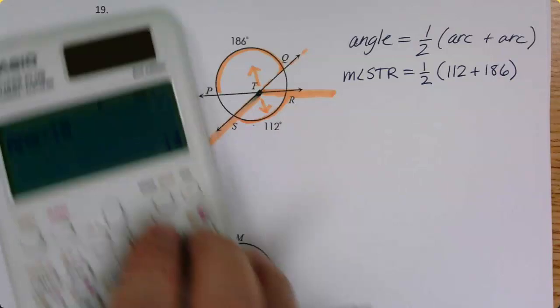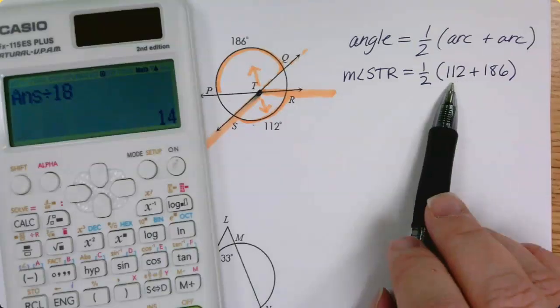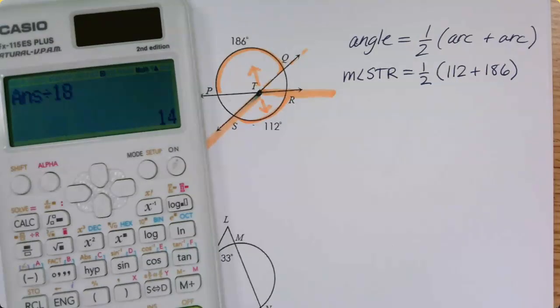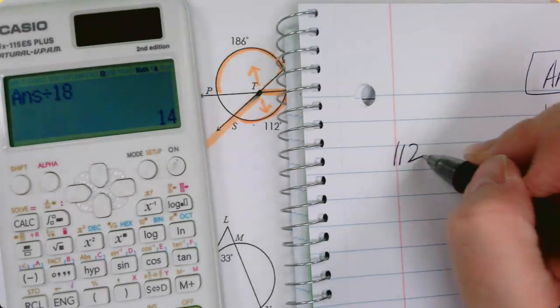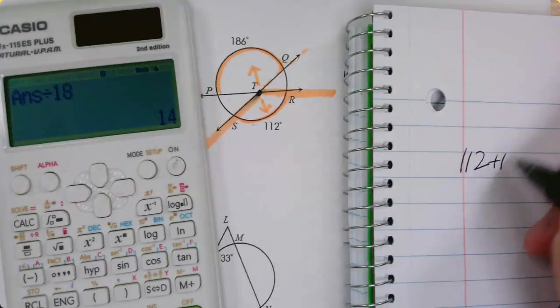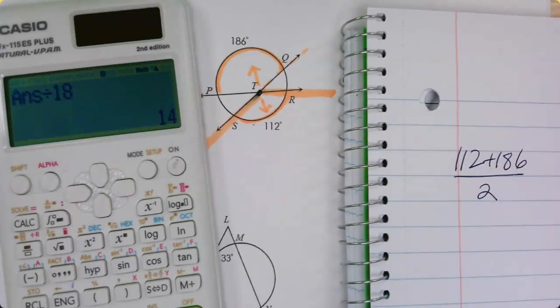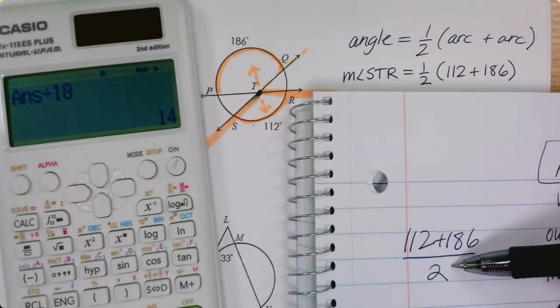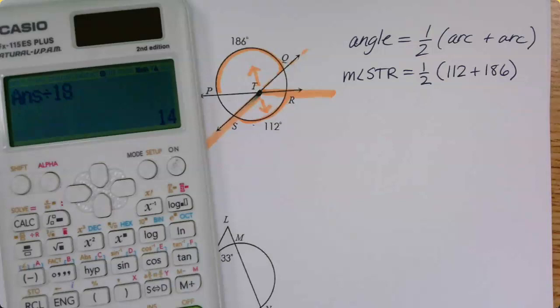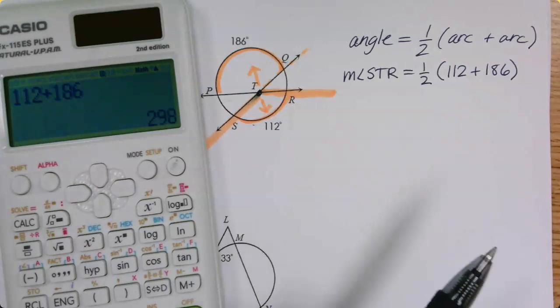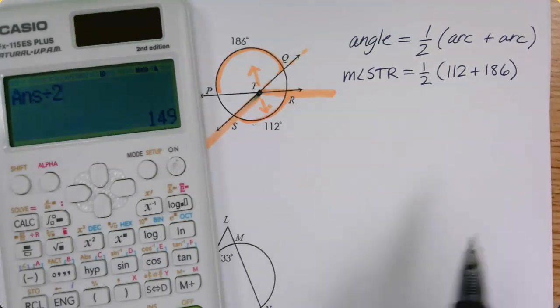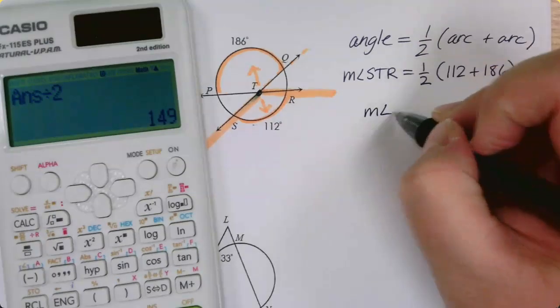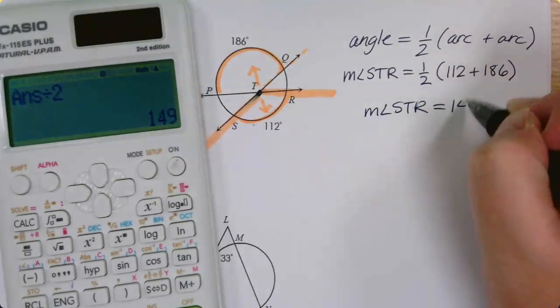So I'm going to add, and remember this is the same. It's written with a 1/2. I could write this just as easily like this: 112 plus 186 over 2 instead of times 1/2. Same thing. This and this mean the same thing. All right. So I'm going to do 112 plus 186 and then divide by 2. It's the same as multiplying times 1/2. And that gives me measure of STR equals 149.